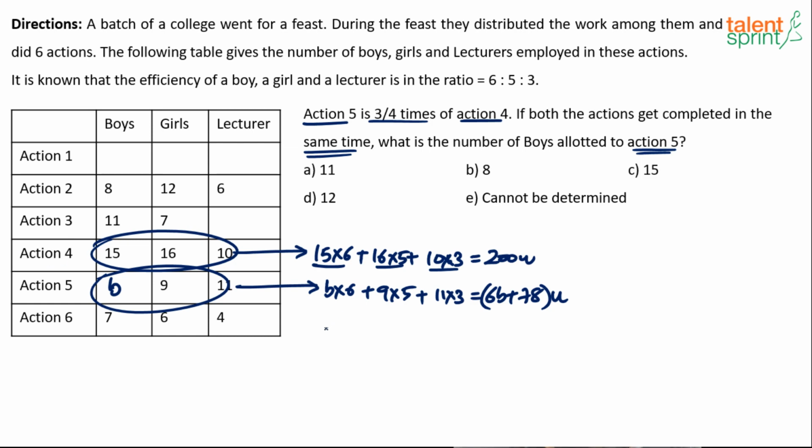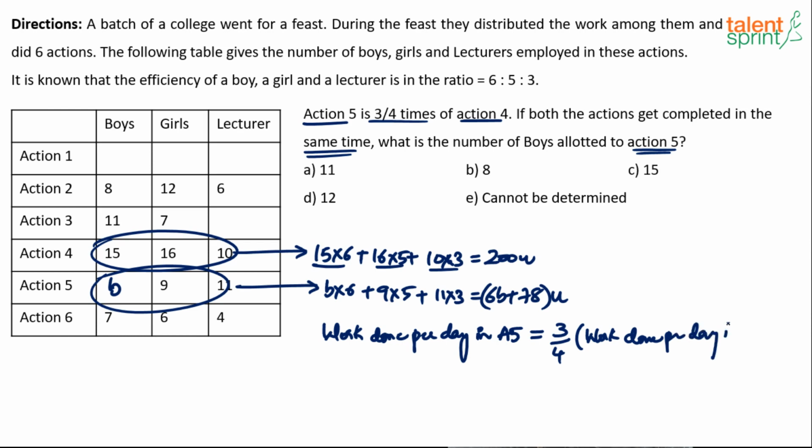The work done per day in action 5 should be equal to the work done per day in action 4. Yes or no? I'm just writing this so that you follow, guys. Work done per day in action 5 should be equal to 3/4 of work done per day in action 4. Why is it so? Because the time taken is equal. Finally to finish the entire work, they're taking the same time.